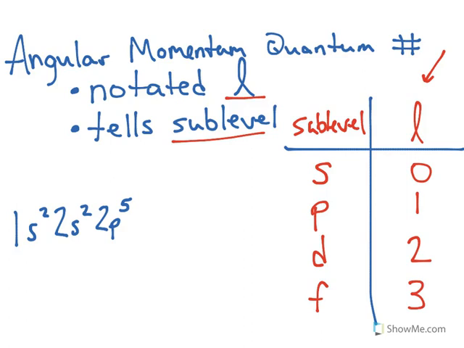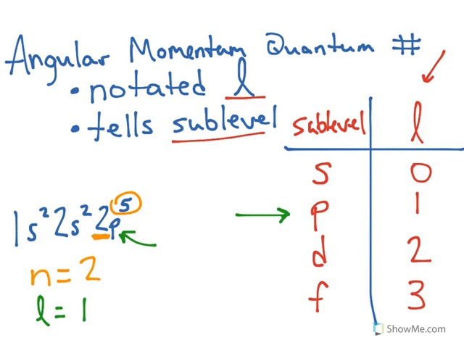So if we wanted, let's say, to focus on one of these electrons right here, any of those 5, well, our principal quantum number, N, is simply the energy level of that electron, and it's in the second energy level. Our angular momentum quantum number, L, is determined by the sublevel that electron's located in, and this electron's located in a p sublevel, which we said corresponds to an L value of 1.